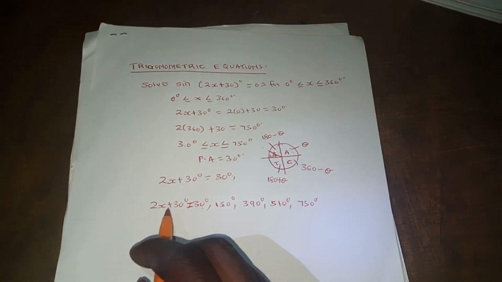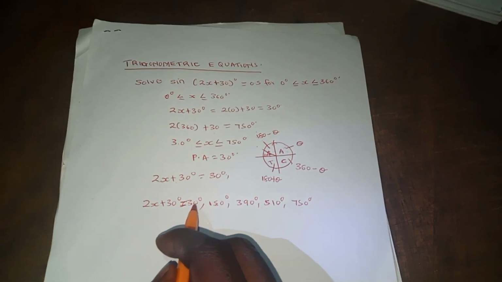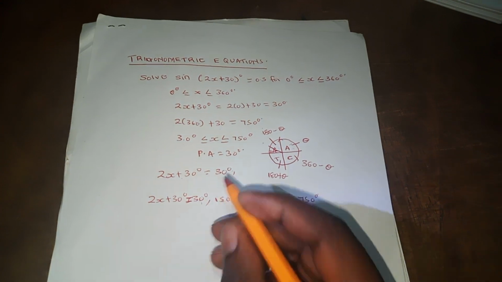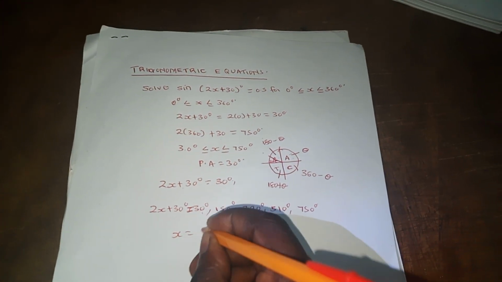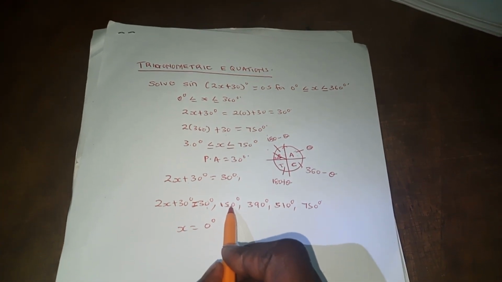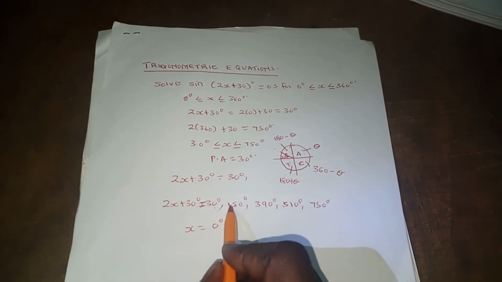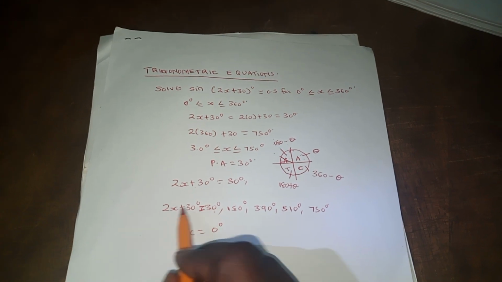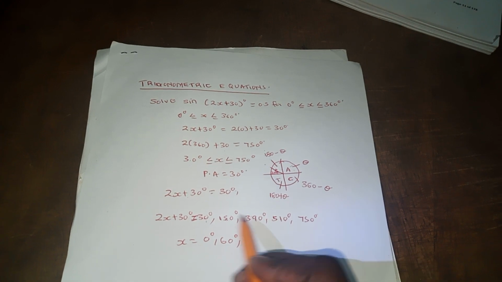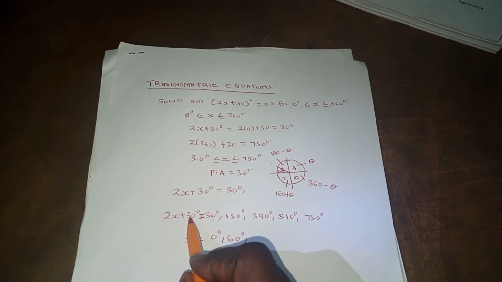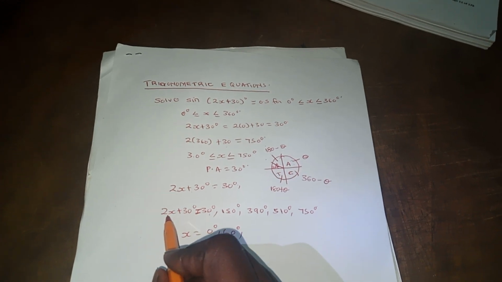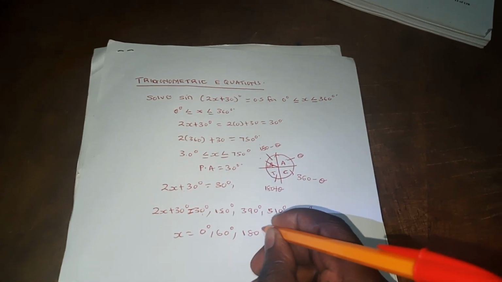So you are going to take 2x plus 30 degrees is equal to 30 degrees. The 30 crosses the equal sign and becomes minus 30. So that is 0, and x will be 0, the first angle. Then 2x plus 30 degrees equals 150 degrees. 150 minus 30 is 120. If you divide 120 by 2, it gives me 60 degrees. Then 390 minus 30 degrees gives me 360 degrees. If I divide 360 by 2, it gives me 180 degrees.